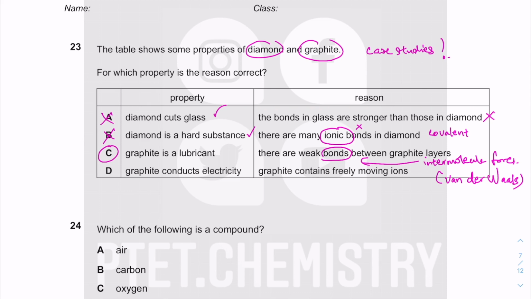So graphite conduct electricity because you have free electrons, not free ions, because there's no ionic bond in graphite and there's no metallic bond in graphite. It's to do with free moving electrons because each carbon in graphite is only bonded to 3 other carbon. Carbon has 4 outer shell electron, 4 valence electron, uses only 3 out of 4 for forming covalent bond. So you still have 1 more electron on each carbon atom to conduct electricity along the layer.